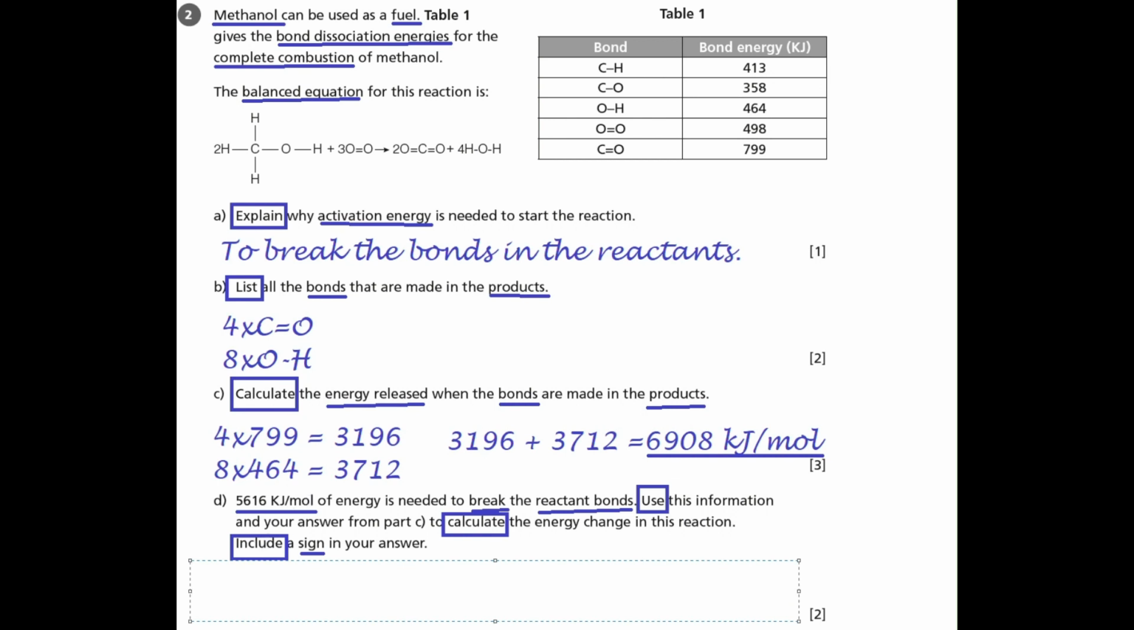Now, the energy that we put in is a positive value because I need to add this energy to break those reactant bonds. But the energy that is released when I make the product will have a negative value because it's been released from the system. And that's our answer in part C. When we pop that into a calculator, we get an answer of minus 1292, and once again, that's in kilojoules per mole. Now you get one mark for doing this sum here, and 1 mark for the overall answer, but don't forget it must have a minus sign.